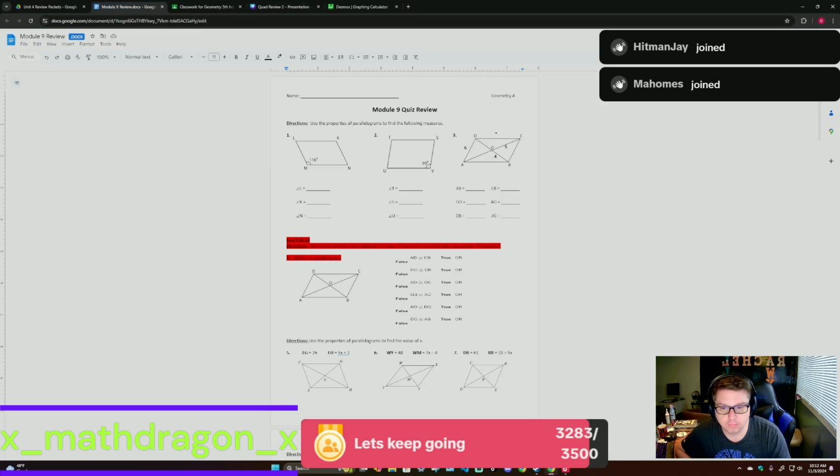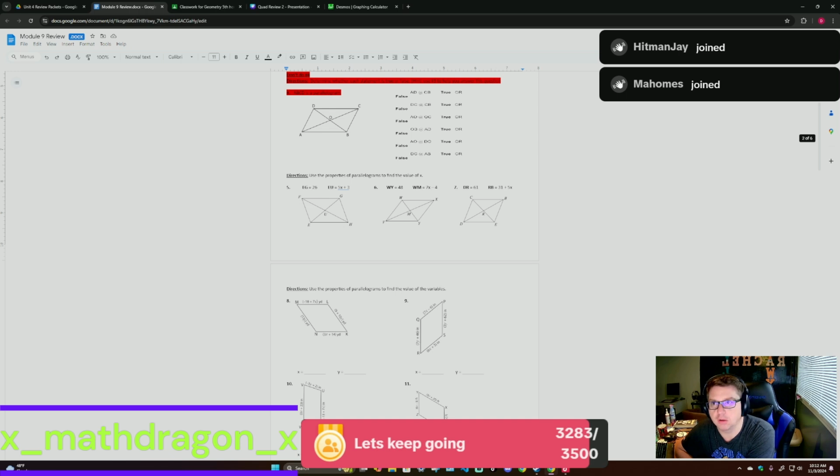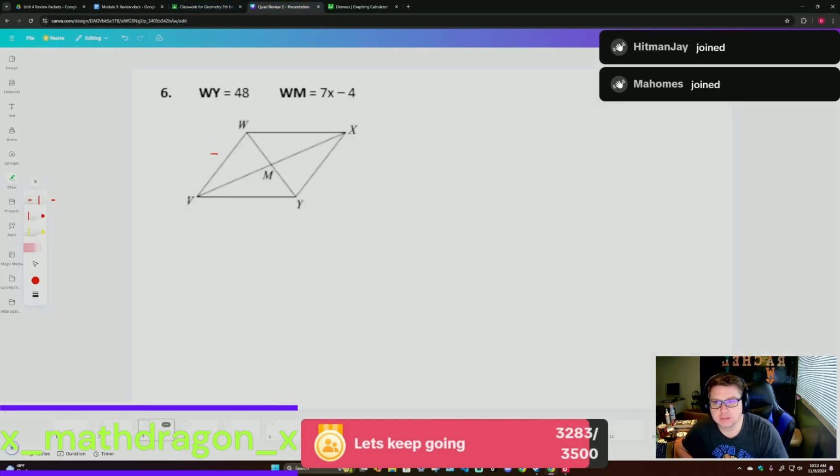All right, now, WY, we know this whole thing is 48, but because we know it's a parallelogram, we don't know, hold on. Number six, oh, we're still using properties of parallelograms. So in number six, if I know this, then I know diagonals bisect each other. If the whole thing is 48, that means 24 and 24. Okay?